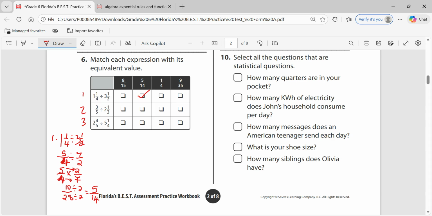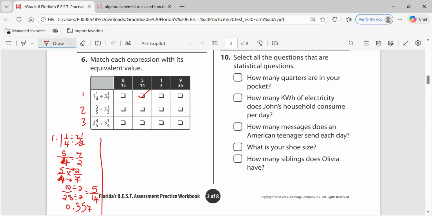Now, if you don't recall, worst case scenario, because we're dealing with test-taking strategies, you can change it to a decimal. So 10 divided by 28 is going to give us 0.357. Now you're going to look up here and divide it and find out which one will match. So 5 divided by 14 is indeed 0.357. Done with the first one.